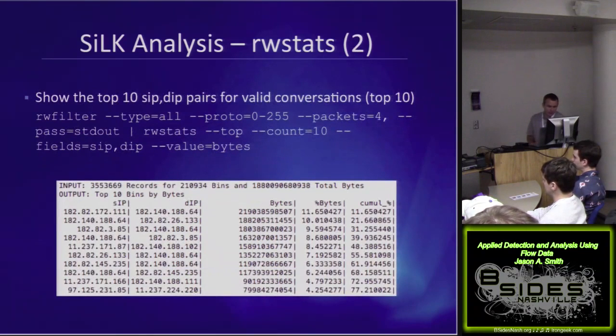Here is another stats example. Here we're just showing the top 10 SIP-DIP pairs, and so it's saying look at every SIP-DIP combination, and I want to sort this, and you just read it left to right. I want to sort by top and then count 10 for SIP-DIP pairs, and I want to sort it by bytes. And so by bytes, these SIP-DIP pairs had the most throughput across this network.